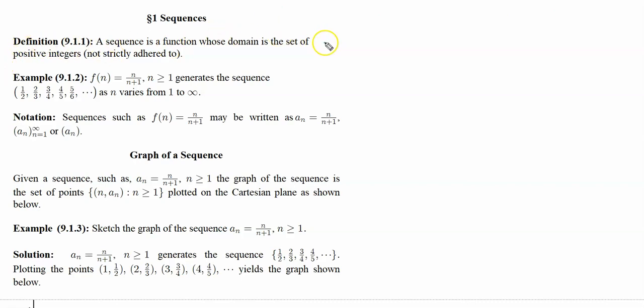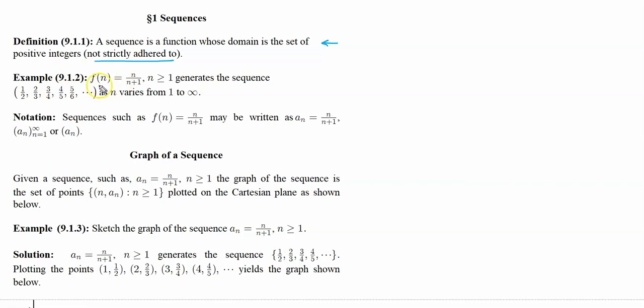So here's our definition for a sequence. A sequence is simply a function whose domain is the positive integers. Now, this is not strictly adhered to. It might not be the positive integers. It might include some negative integers. It might just be all of the integers. But this is the definition that we're going to start with. So a sequence is a function whose domain is a set of positive integers.